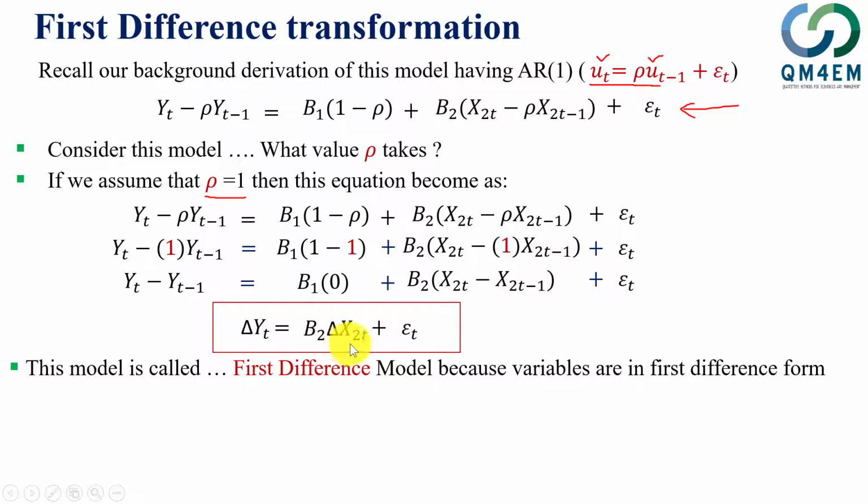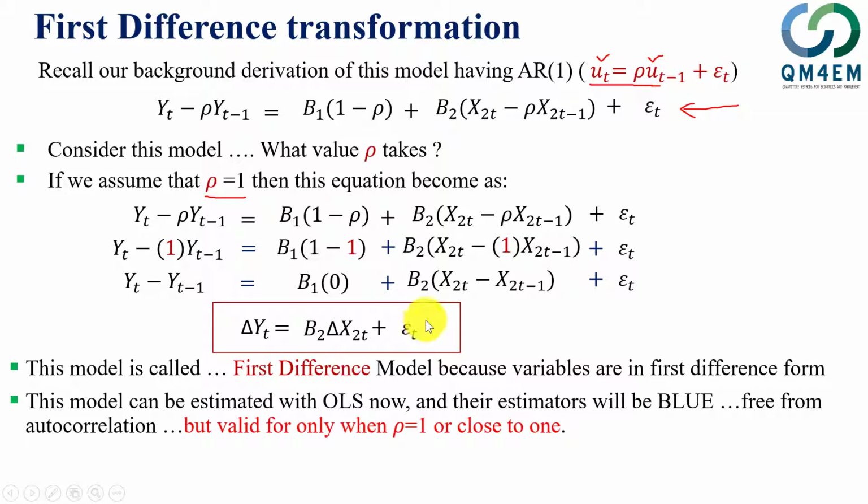Now if we estimate this first difference model using the ordinary least squares method, the estimator from this OLS procedure would be BLUE, and it would be free from autocorrelation. But the problem with this transformation is that it's only valid if we have rho equal to 1 or close to 1. So this is important to note.